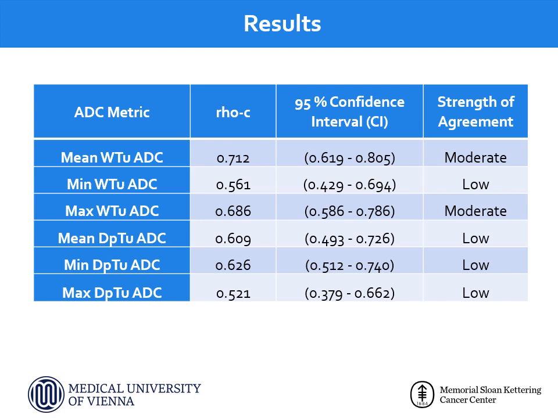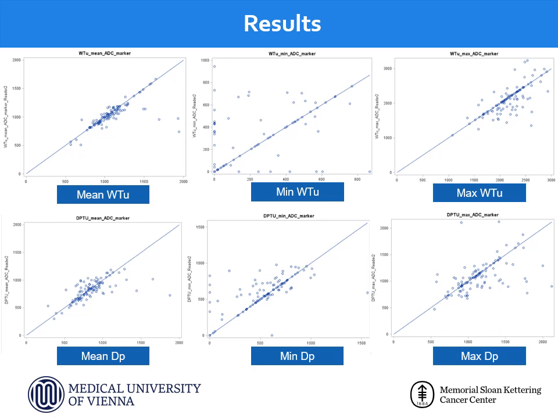The concordance correlation coefficients of the ADC values between the two readers were moderate for mean and maximum whole tumor, and low for the other metrics. Here we can visualize how the mean and maximum whole tumor had better concordance than other metrics.